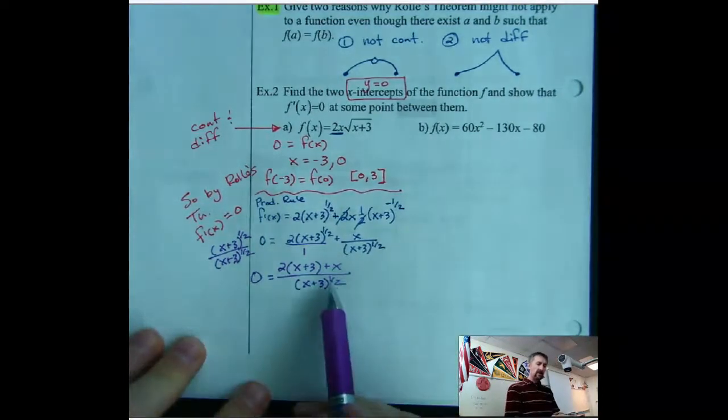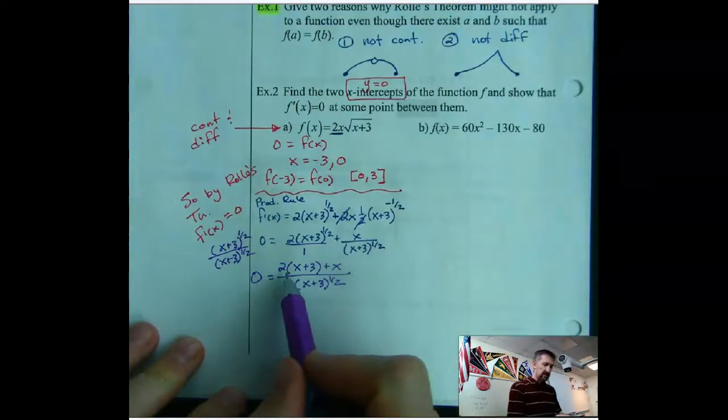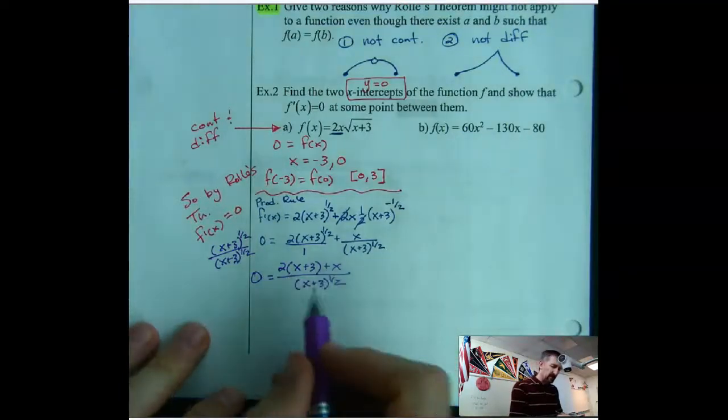And I want to be careful there. That's supposed to be the exponent. It's starting to almost look like a normal 1/2 on the side there. So just be careful. Don't get too careless there. So that's going to be 2x plus 6 plus x. That's going to be 3x plus 6.